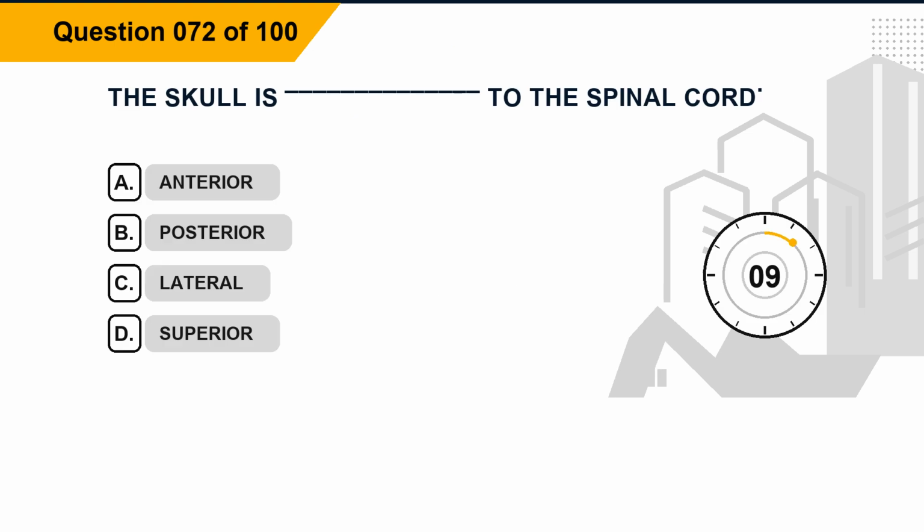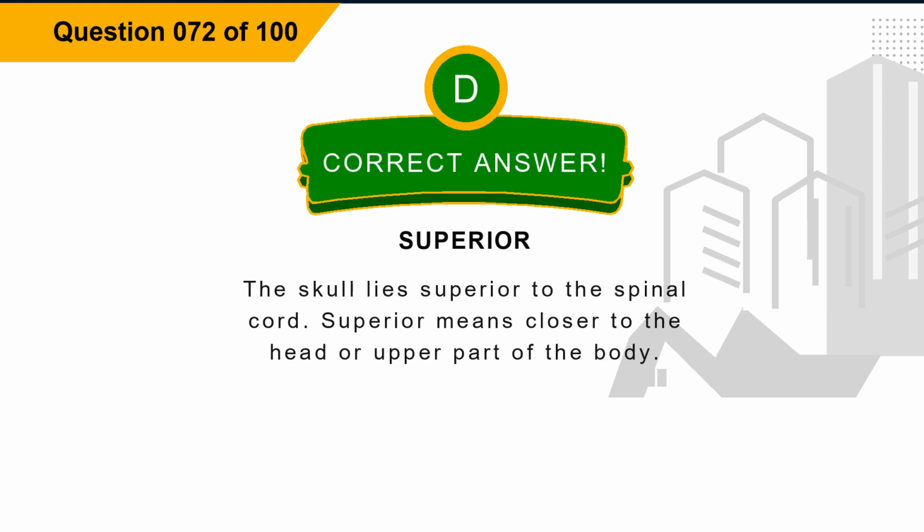Question 72. The skull is blank to the spinal cord. Option A, anterior. Option B, posterior. Option C, lateral. Option D, superior. The correct answer is option D, superior. Explanation. The skull lies superior to the spinal cord. Superior means closer to the head or upper part of the body.